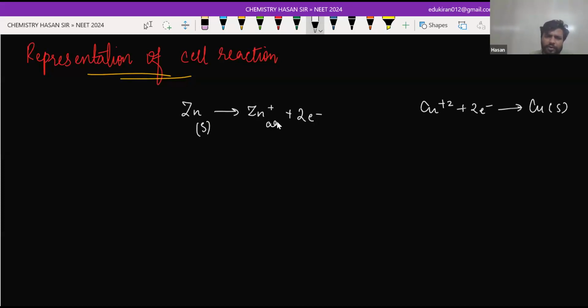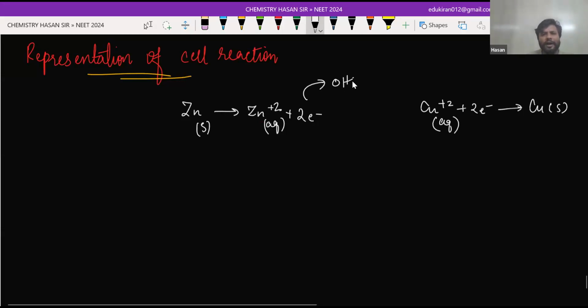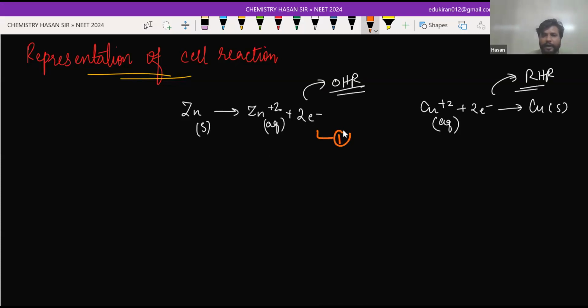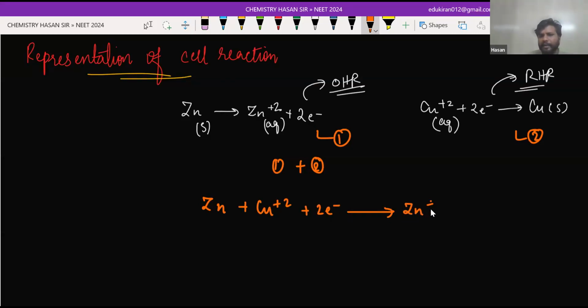Whenever it is in ionic form, that means aqueous solution, and solid otherwise. So this is called the oxidation half reaction and this is called the reduction half reaction. Now see what will happen. If you want to write the redox reaction, you need to add this as well as this. So left will be added to left, and right will be added to right.